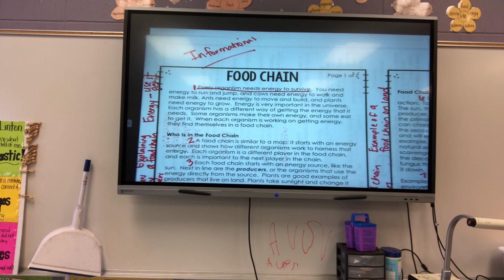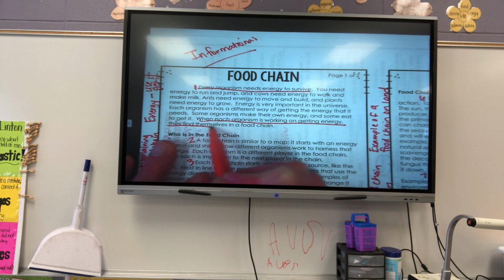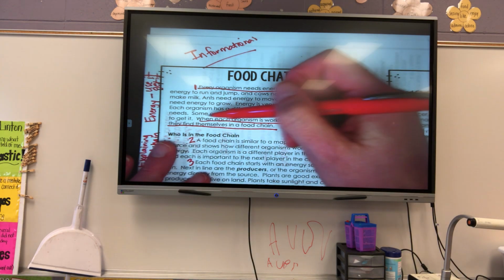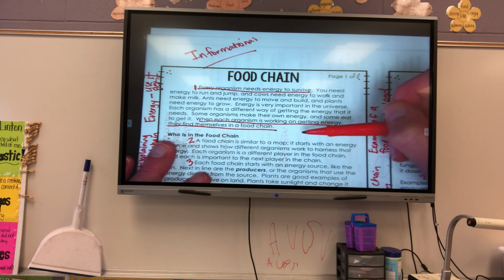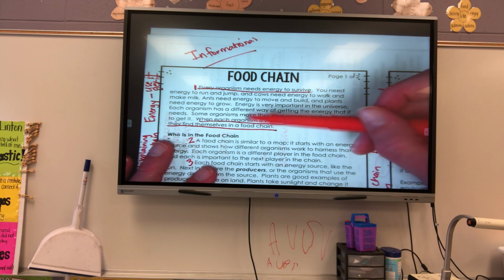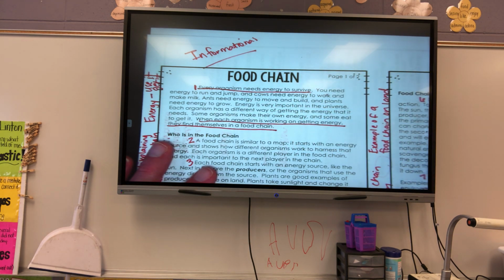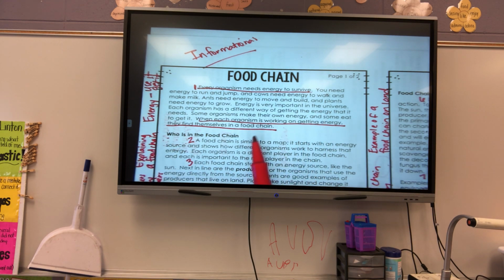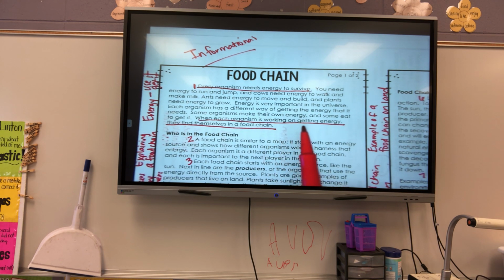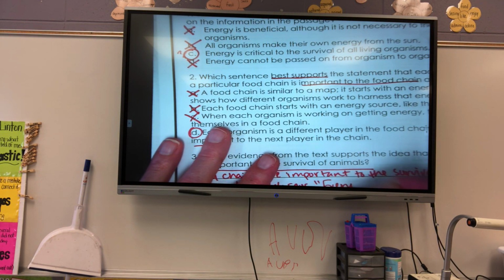All right. So that says it down here. It says when each organism is working on getting energy, they find themselves in the food chain. So if they need to get energy, what are they part of? The food chain. All right. So in other words, they need energy to survive, so they have to be part of a what? Food chain. So I'm going to write those exact words. I'm going to write, every organism needs energy to survive.